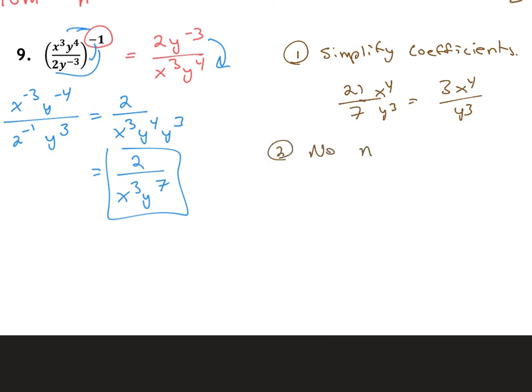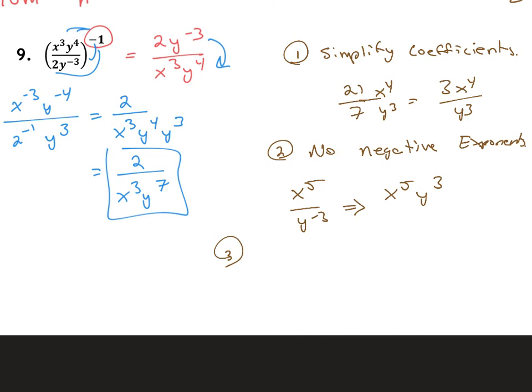Second rule, you cannot have any negative exponents. So if I have something like x to the 5th over y to the negative 3rd, I have to simplify that to that, and we're good to go.